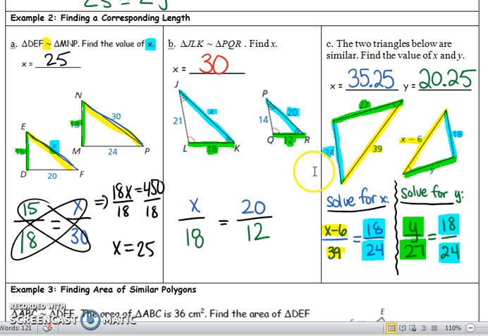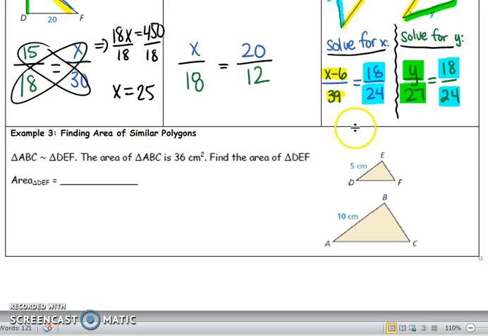Okay, if you are good to go on example 2 with parts A, B, and C, let's move on to the very last example here. Example 3, finding area of similar polygons. So there's that word similar again. This idea relates to what we talked about last week as well, with when you scale a figure by a scale factor, the area gets scaled by the scale factor squared.